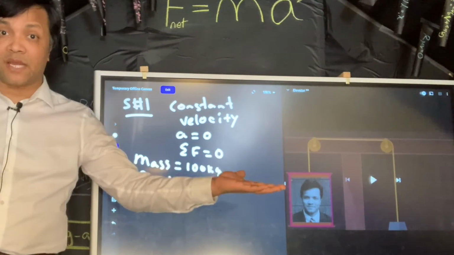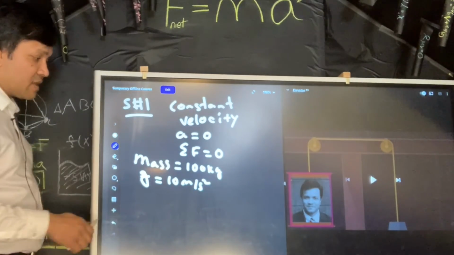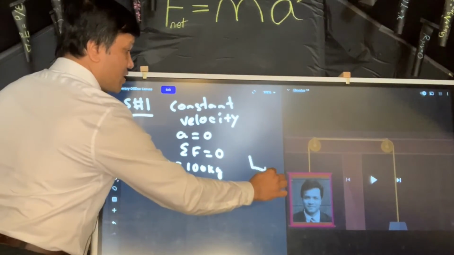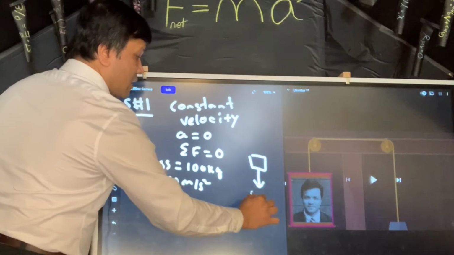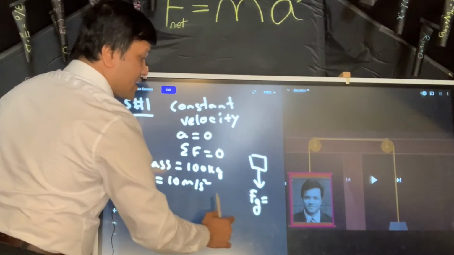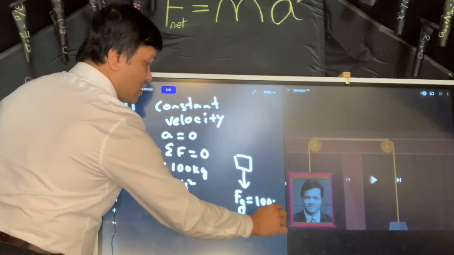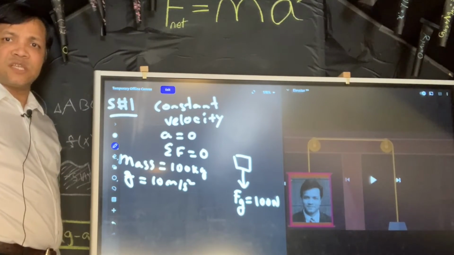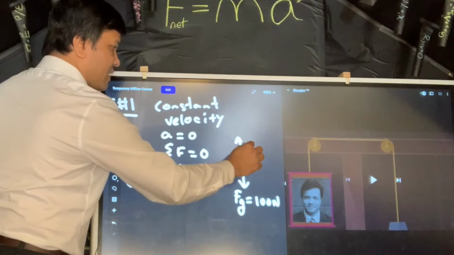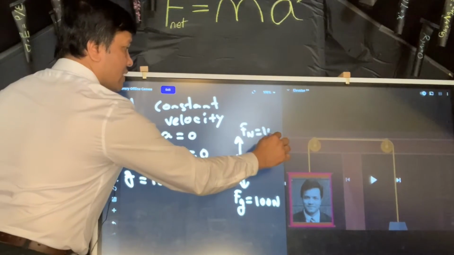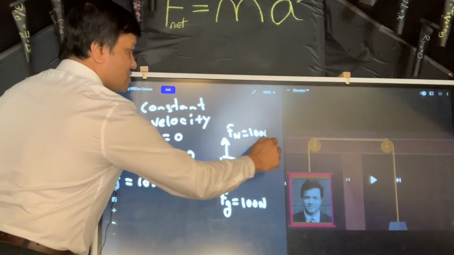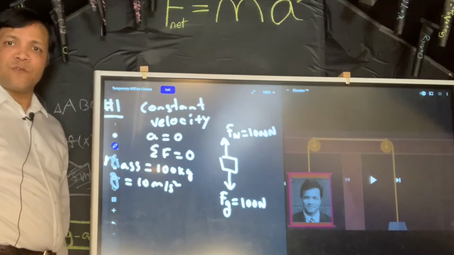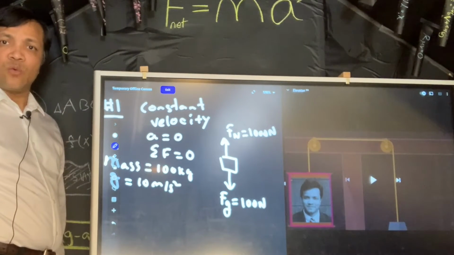How can we prove that? Well, we can prove that by using the free body diagram. If you draw a free body diagram, the FG is 1000 Newtons. Why is the FG 1000 Newtons? Because 100 times 10 is 1000 Newtons. Then Fn is still 1000 Newtons, making the net force zero, with the normal force equal to the weight force.